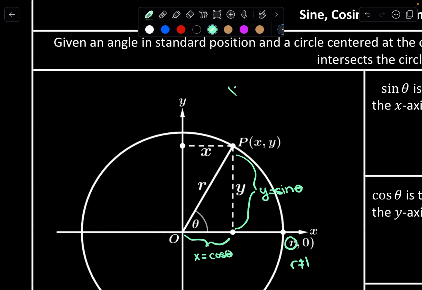And we just need to recall that x is the adjacent side of our right triangle, and that's going to be adjacent to our theta. And then y is going to be the opposite side to our triangle, which will be also to our theta from the origin. And then also your r is going to be your hypotenuse to theta.